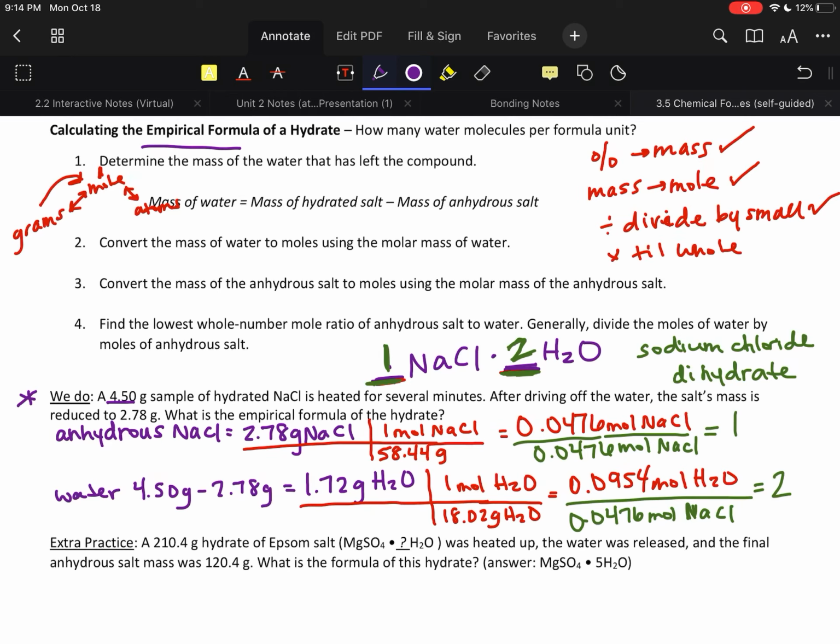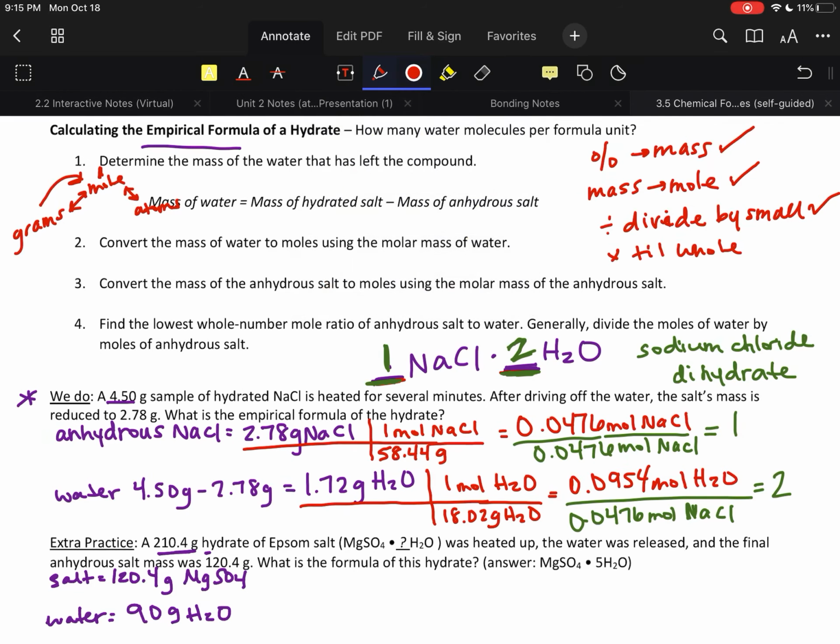So 210.4 gram hydrate. Okay, that's my total amount. It was heated. The final salt was 120. So my salt is 120.4 grams, and that's of my magnesium sulfate. For the water, remember, I'm going to subtract 210 minus 120 because I want to get just the amount of water that was evaporated off. I'm just going to subtract those in my calculator, and I get 90 grams of water.